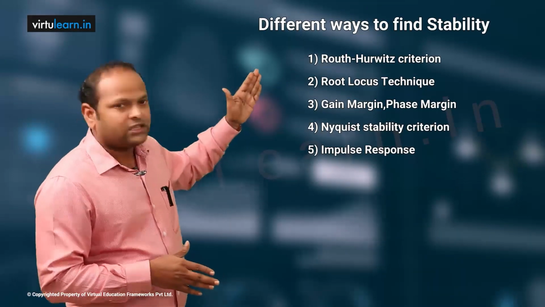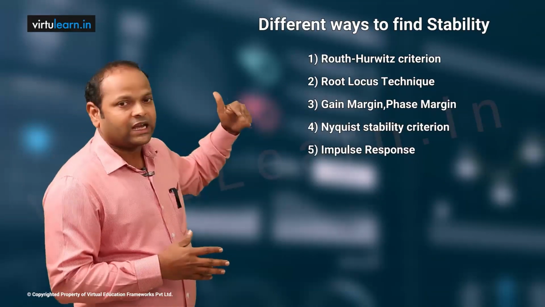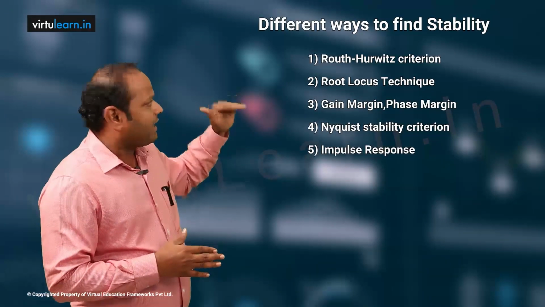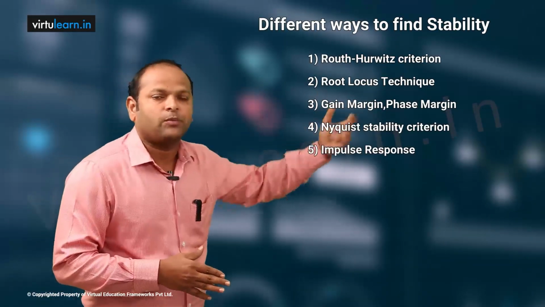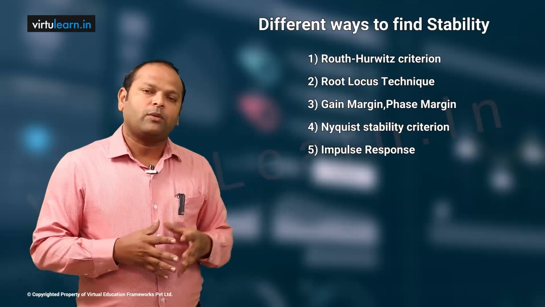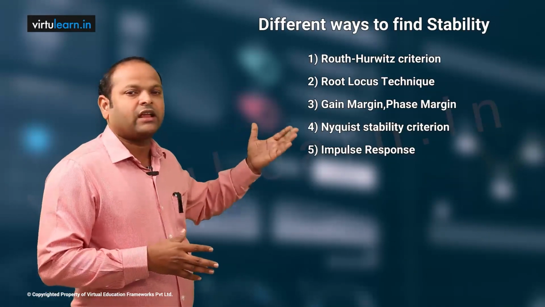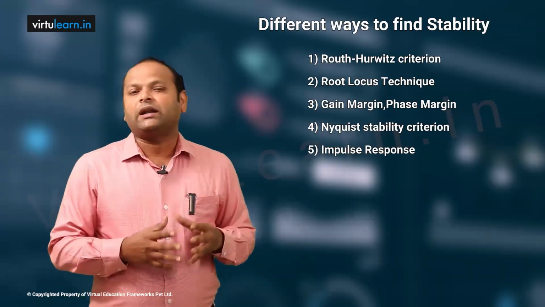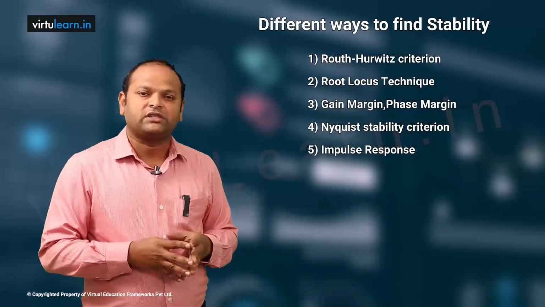So these are the different ways to find the stability of the system. The first one, the RH criterion, is an analytical method. Root locus is a graphical method. Gain margin and phase margin are only calculations, so analytical, but when it comes to plotting Bode and polar plots, it is a graphical technique. The Nyquist criterion is a graphical technique, and the impulse response method is an analytic technique.